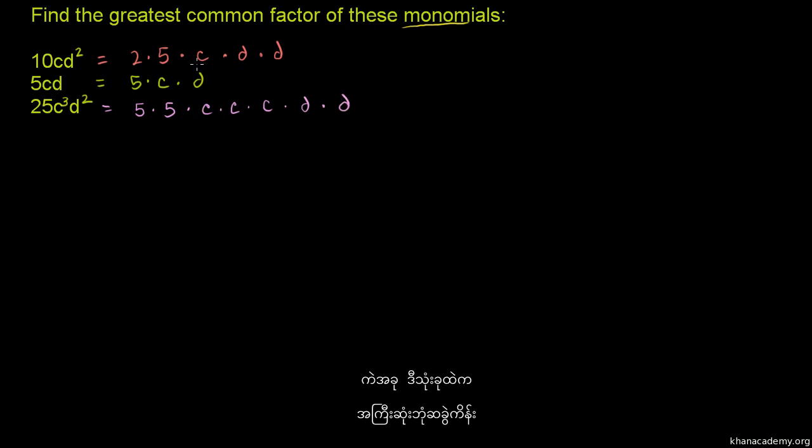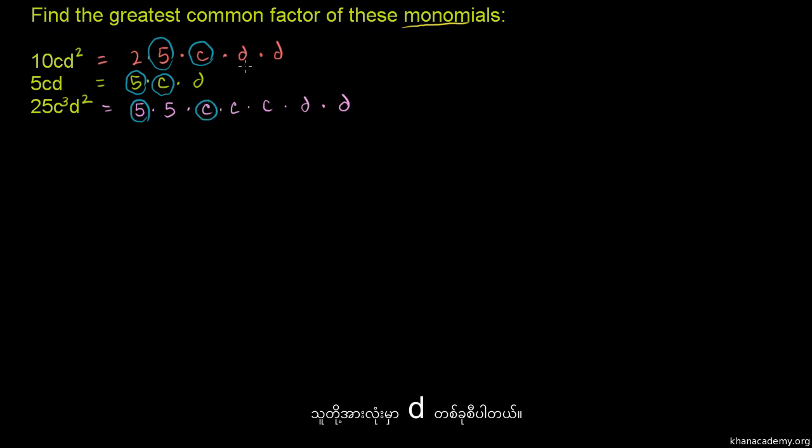Now, what is the greatest common factor, or what is the greatest common overlap between these three things? Well, they all have a 5. Let me circle them. You have a 5 there, you have a 5 there, you have a 5 there. They all have at least one c. You have one c there, one c there, and then another c there. And they all have at least one d. You have a d there, a d there, and then a d there.